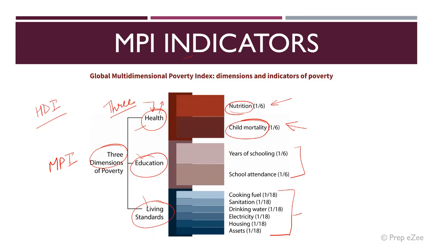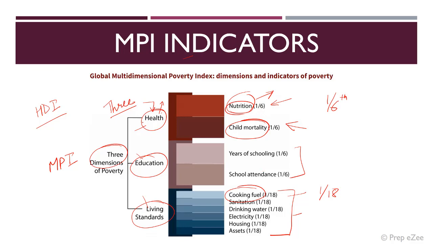But if you compare one of these indicators, for example cooking fuel, to nutrition, you can see that the weight of nutrition in the overall index is more than cooking fuel. Nutrition contributes 1/6 of MPI, but cooking fuel contributes only 1/18th. That is why we can say that the weight of these indicators, that is nutrition, child mortality, years of schooling and school attendance, is more than the other six indicators. Now let us understand these indicators in a bit of detail.